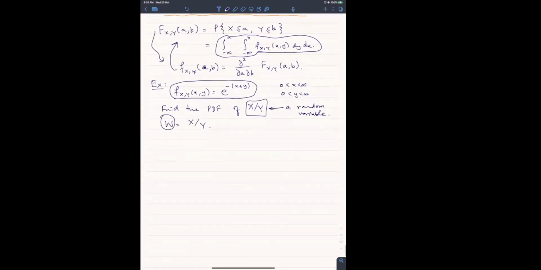A standard procedure, or one of the standard procedures, to find the PDF of W is to first find its CDF. ये हमने कुछ homework में examples भी की हुई हैं. So F_W of small w is equal to the probability that capital W is less than or equal to small w. ये इसका CDF है. But capital W is x over y, less than or equal to small w, which is equal to the probability x is less than or equal to w times y.